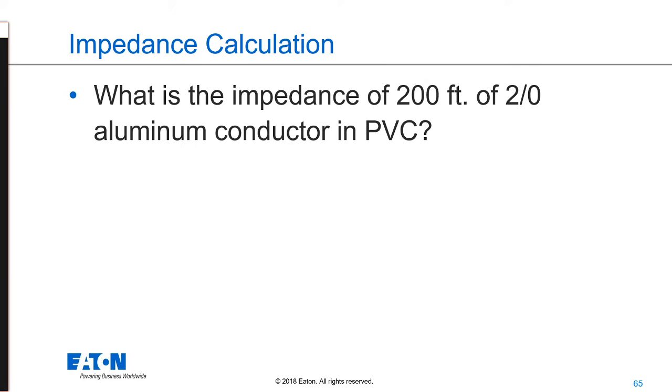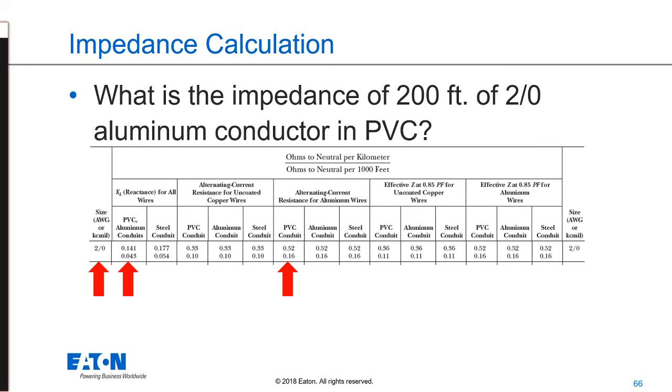And if I asked you the question, what's the impedance of a 200-foot run of 2-aught aluminum conductor in PVC? This is how you would find it. You would select the 2-aught conductor over here. You would look for PVC, and I said aluminum, so there's my aluminum. And I said in PVC, so there's your PVC aluminum, and that is my X sub L, my reactance. And if I'm in Canada with Nihad El Sharif, I am looking at the top number, the 0.141. If I'm in the U.S., I'm looking at 0.043.